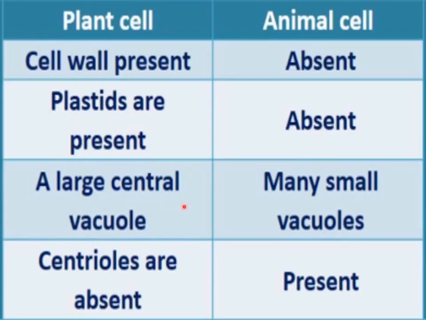Now let's differentiate plant cell and animal cell. So in plant cell, cell wall is present. In animal cell, it is absent. In plant cell, plastids are present, and in animal cell, plastids are absent. Plastids like chloroplast, leucoplast, okay. So these are absent in animal cell. In plant cell, a large central vacuole is found, while in animal cell, many small sized vacuoles are present. Centrioles are absent in plant cell, and in animal cell, centrioles are present.